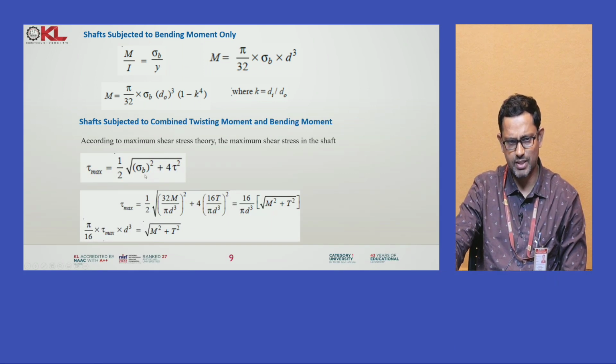Why are we getting this bending stress? Because of the bending moment. Why are we getting the tau value? Because of the twisting moment. So this is the equation we have to use while designing a shaft subjected to both the twisting moment as well as the bending moment.